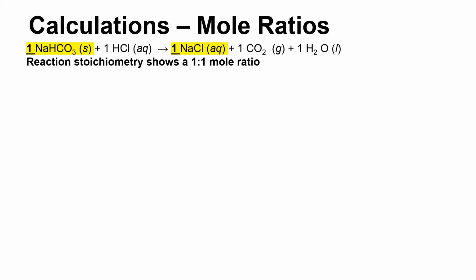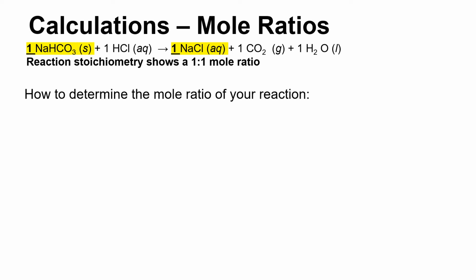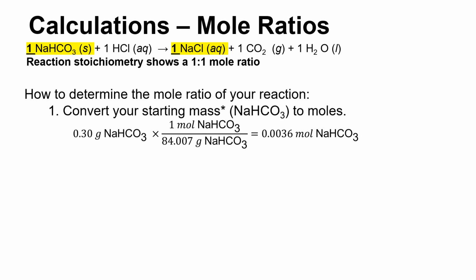So we're going to calculate our specific experiment to see if we can get that 1-to-1 ratio. So how do we do this? First, you're going to convert your starting mass of sodium bicarbonate to moles. And that's pretty simple. You just divide it by the molecular weight of sodium bicarbonate, which this is just an example calculation. But from the mass that we started with, we can find the moles.